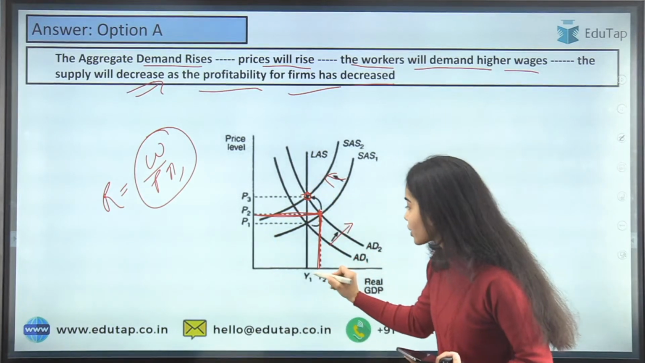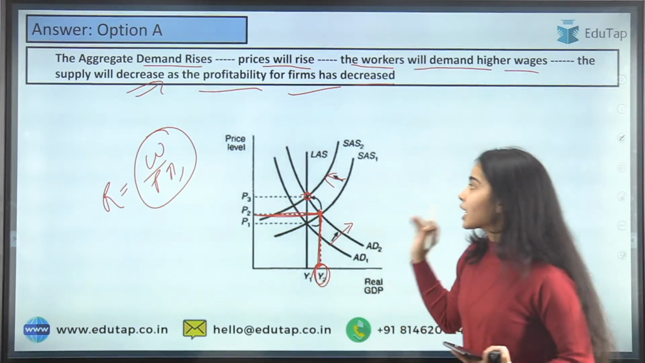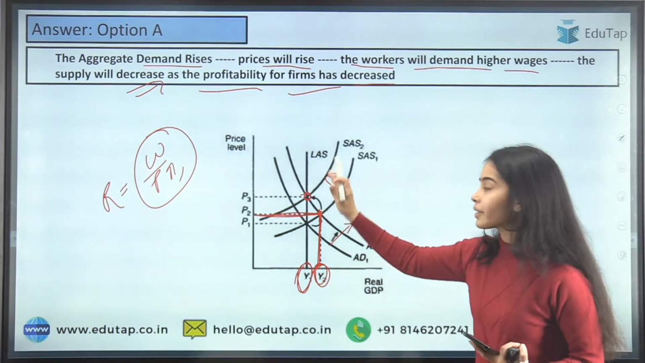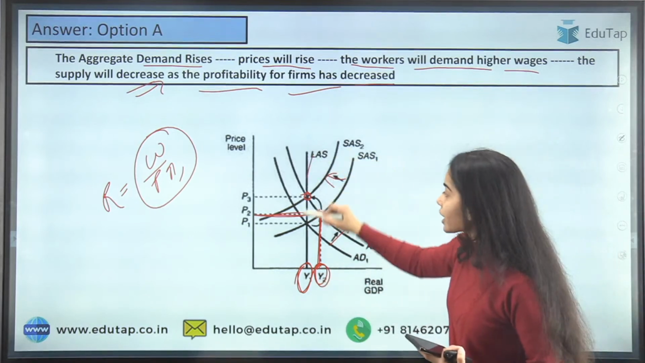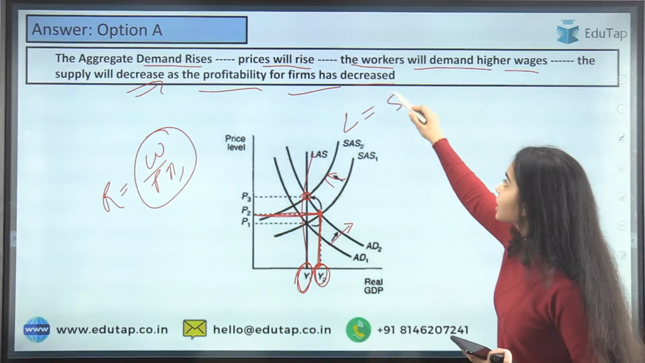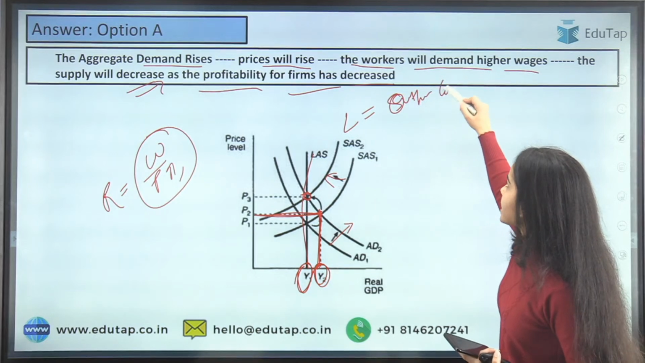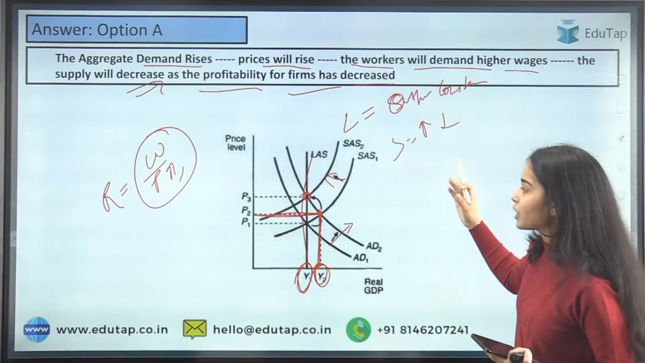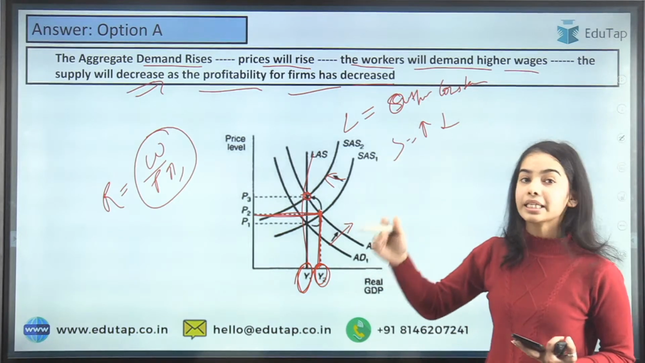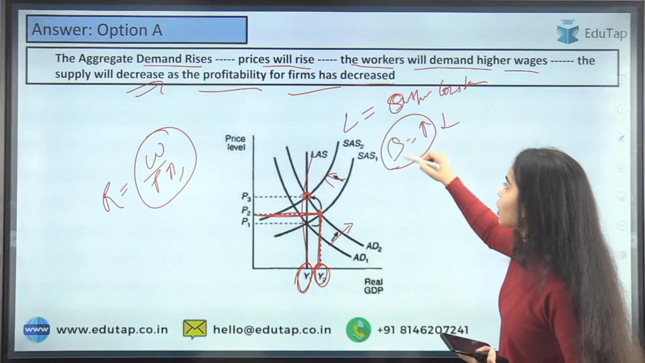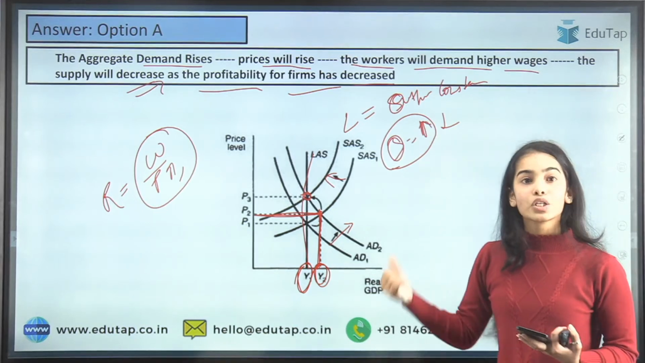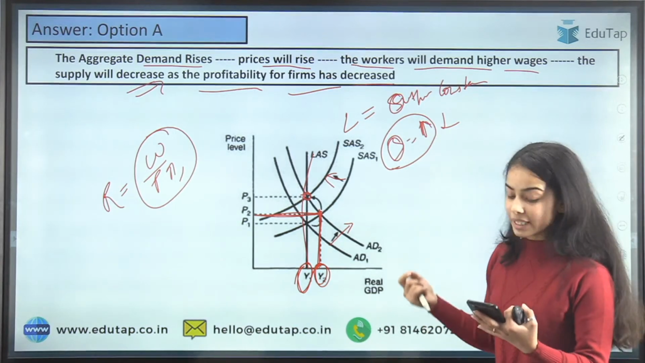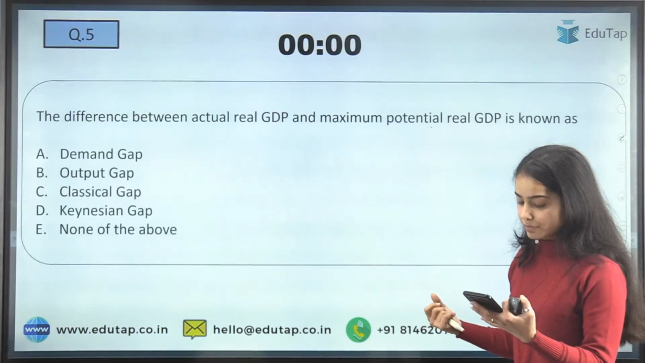We will again come back to the full employment level, or the long run curve. In the long run the output will always be constant, but in the short run it can increase, it can decrease, anything can happen. If the aggregate demand is increasing, then the output will also increase. So option A was the right answer for this one.